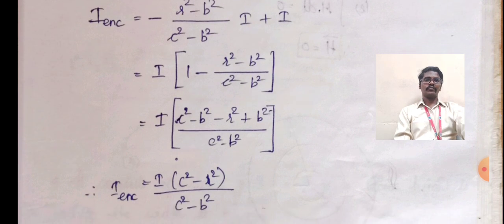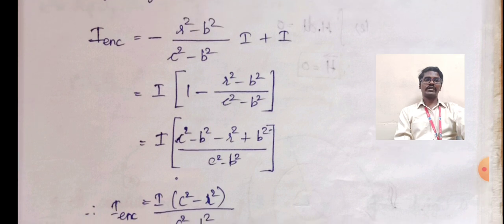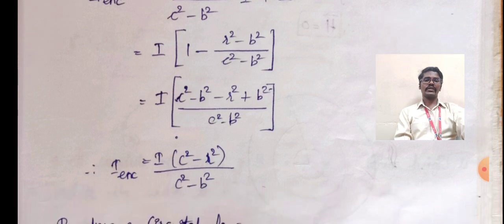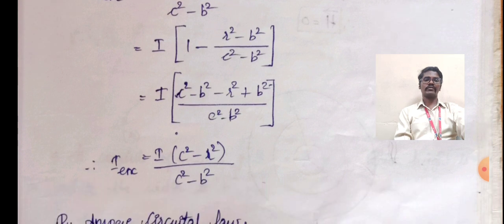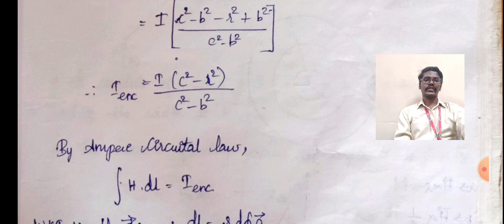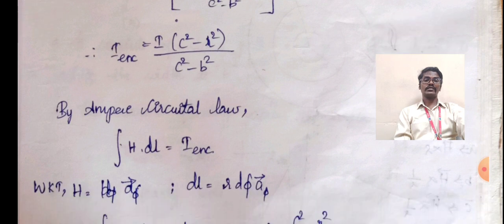So in both the terms current is common, so taking the current outside, we get 1 minus r square minus b square divided by c square minus b square. Cross multiplying, we get c square minus b square minus r square plus b square divided by c square minus b square. From which you can say I enclosed is equal to I into c square minus r square divided by c square minus b square.